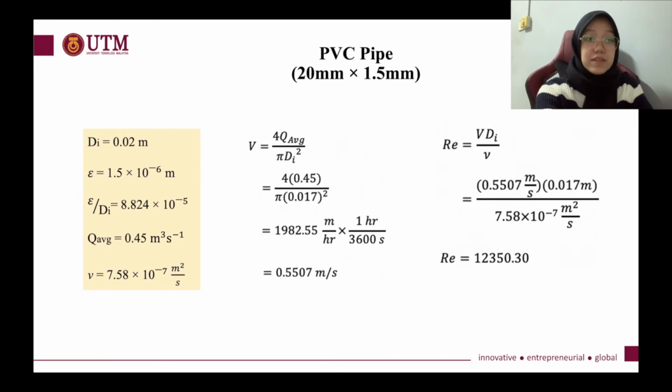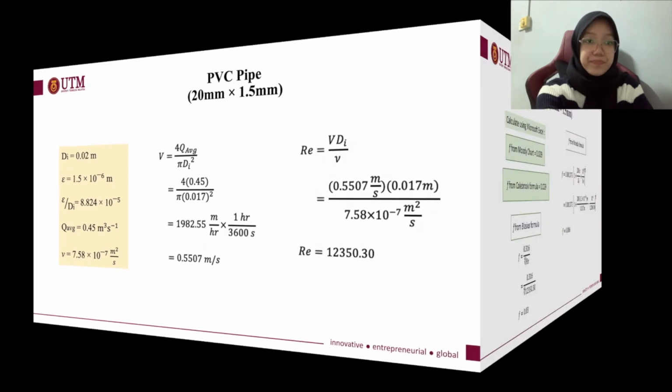Alright, next will be the PVC pipe. For the size of 20 mm times 1.5 mm, I got the velocity 0.5507 meter per second, and I got Reynolds number 12,350.30. At the left side in the box is the given data.